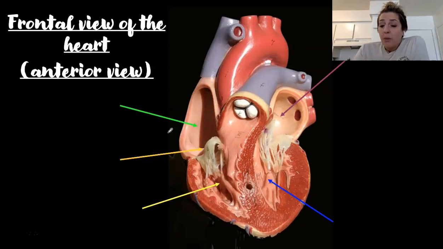That yellow arrow is pointing to that valve. Try before you buy. You are correct. This is the tricuspid valve, or the right atrioventricular valve. That red arrow is pointing to the bicuspid valve, or the left atrioventricular valve.